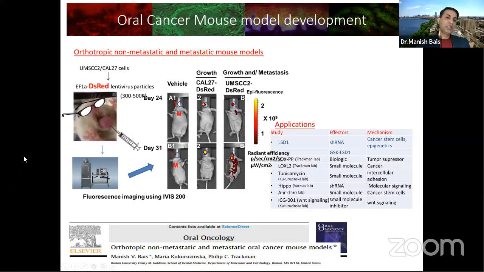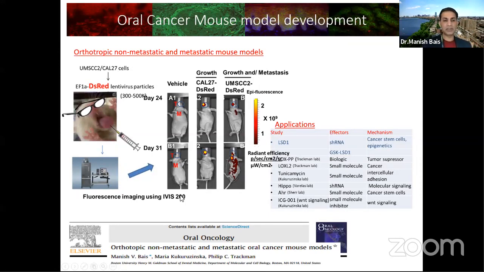So we had two different types of cell line. We identified two different cell lines, which either metastasize or do not metastasize. Metastasize means the tumor is at one site and it moves to other places. And we integrated these cells with a DsRed protein, called red fluorescent protein, tagged cells. So wherever the cells migrate, we can track them with the in vivo live imaging system.